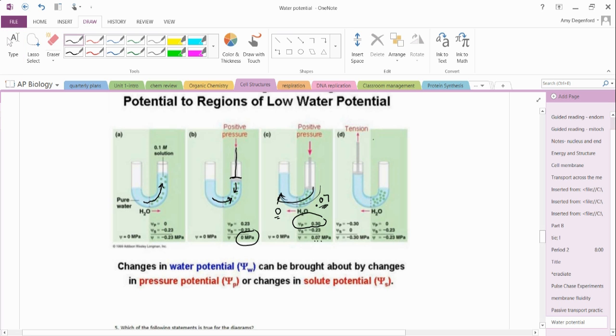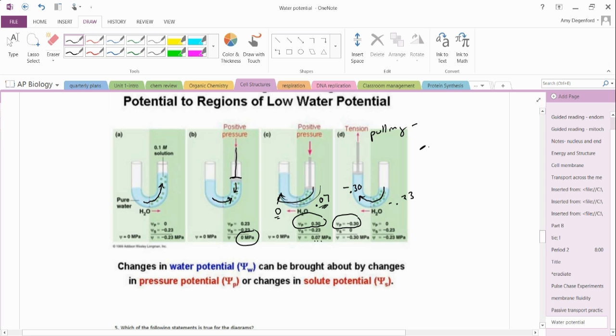And then you can also create a tension. Now a tension is pulling, and that means it's going to be negative. You're pulling up on the water, and that causes the solution to want to come up. So in this case, it's kind of tricky at first, but you've got to remember that because this is a tension, it's going to be a negative pressure potential. So over here, this is going to be negative 0.30. Over here, this is negative 0.23. And so just looking at the numbers, it's going to go in the more negative direction.